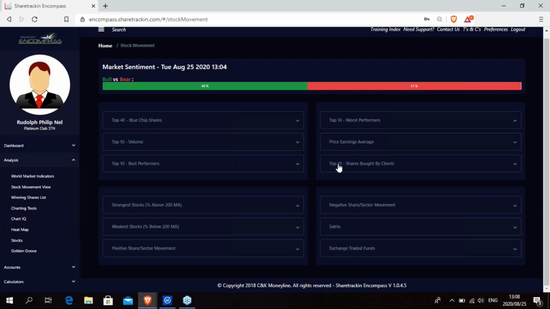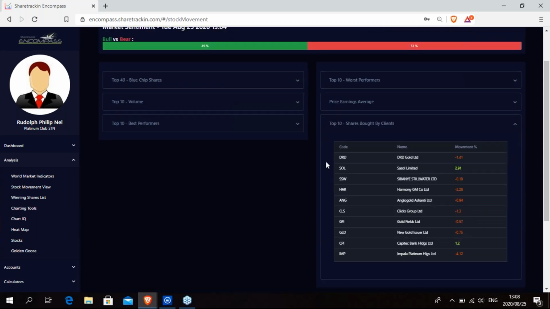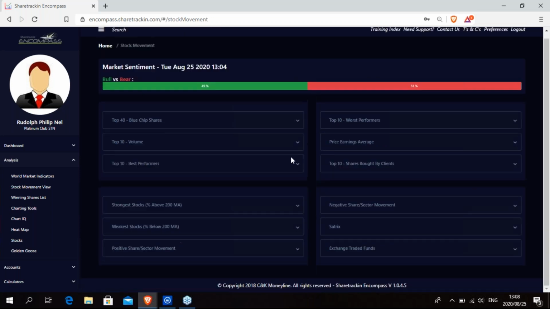Then you get your top 10 shares bought by clients, and this is basically what our client base looks at overall. Like for instance, DRD, Gold, Sasol, Sibanya, Harmony, Anglo Gold, Clicks, and so on. Okay, so these shares are what our clients tend to trade more. All right, and this is only our client database. It's not anything to do with FNB or Standard Bank or Capitec or anything like that. Only depending on what people trade on our software.